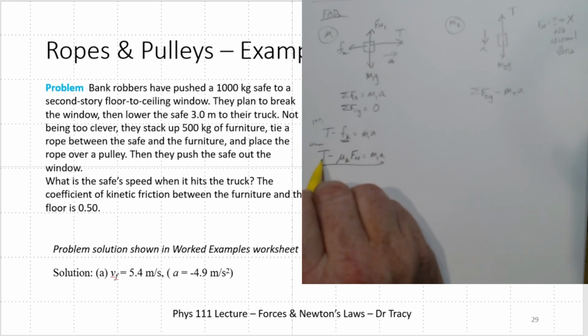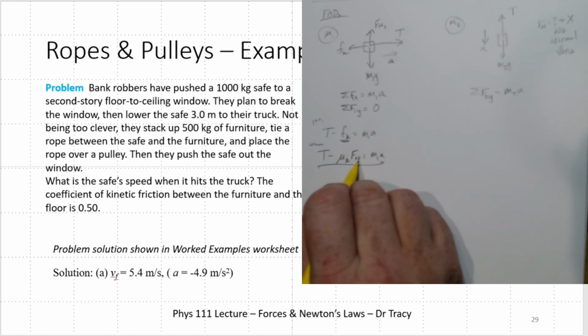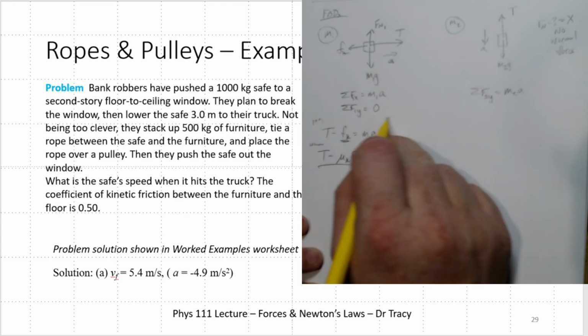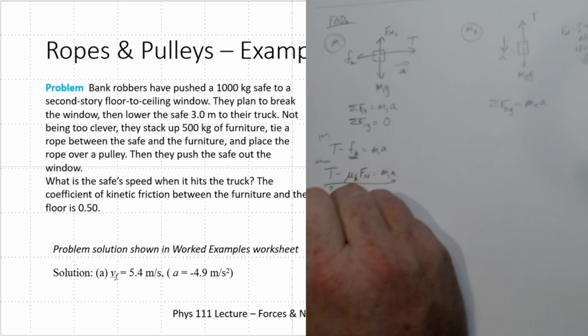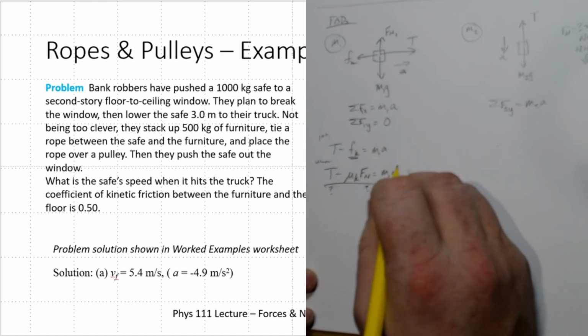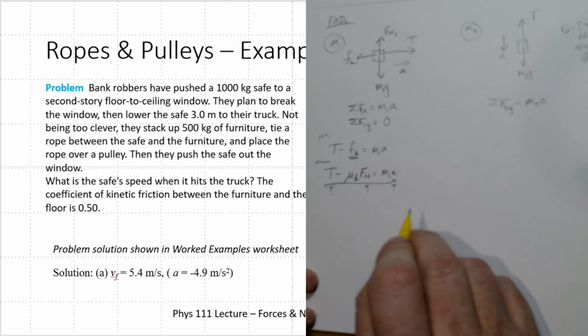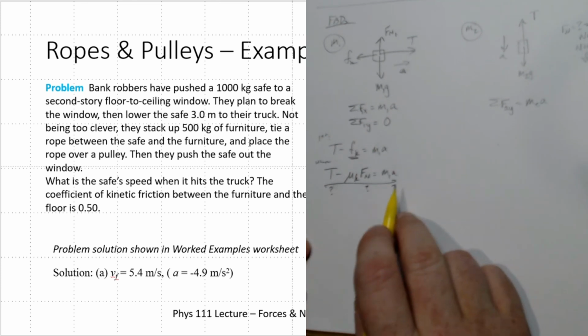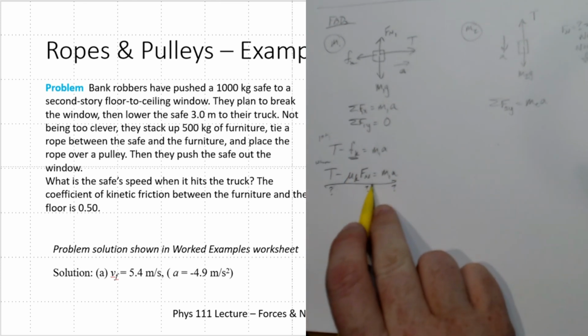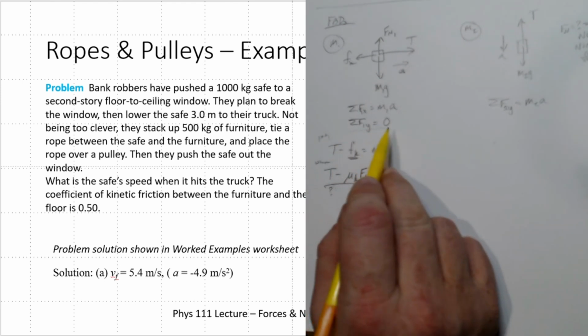We need to know T. This is something we need, that normal force. We don't know the tension. We don't know the normal force. We don't know the acceleration. We know the mass. We know the coefficient of friction. We need something else. We can get the normal force looking at our sum of forces in the y direction.